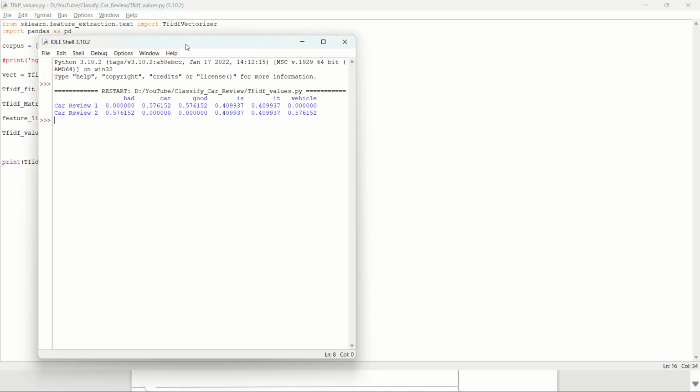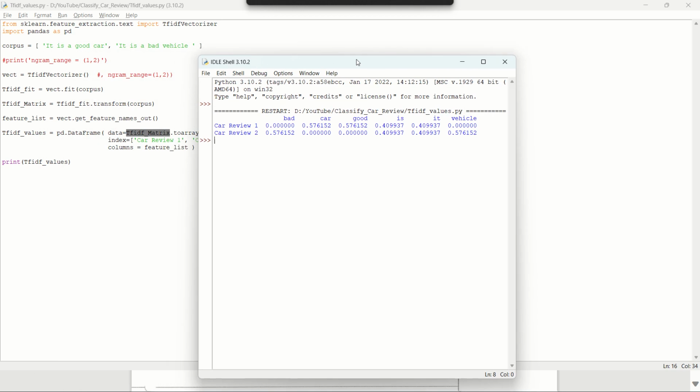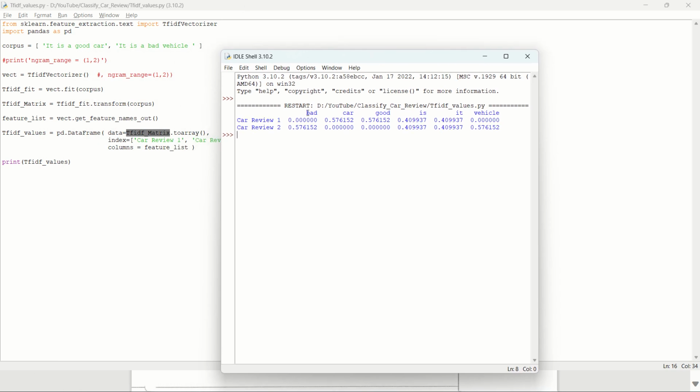Now, as you can see, the word bad is not present in car review 1, therefore its term frequency would be 0, and obviously the multiplication will become 0. Car is present, you can see. Good is present, you can see. And "is" and "it" have a very low value compared to car and good, so they are not that important compared to the words car and good. Similarly, vehicle is not present in the first review, therefore it's 0.